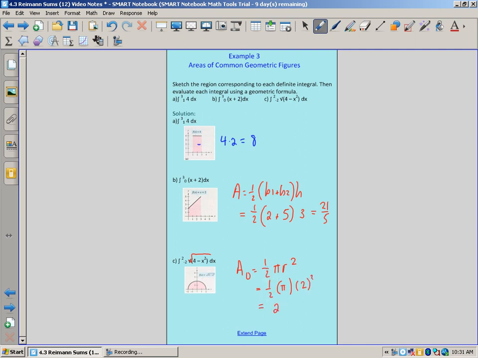And so again, if you can take the area of it without going through this whole Riemann sum thing, you can do that. We're going to talk more about the connection between these in the next few days.